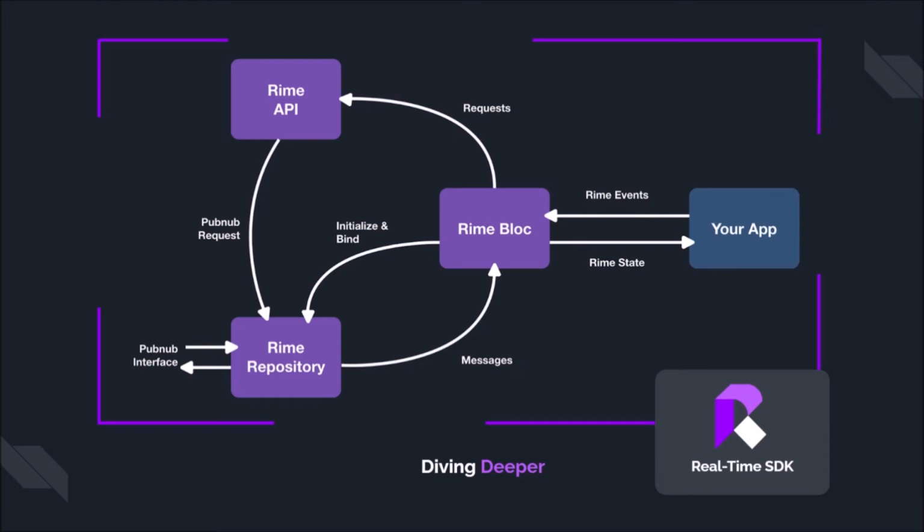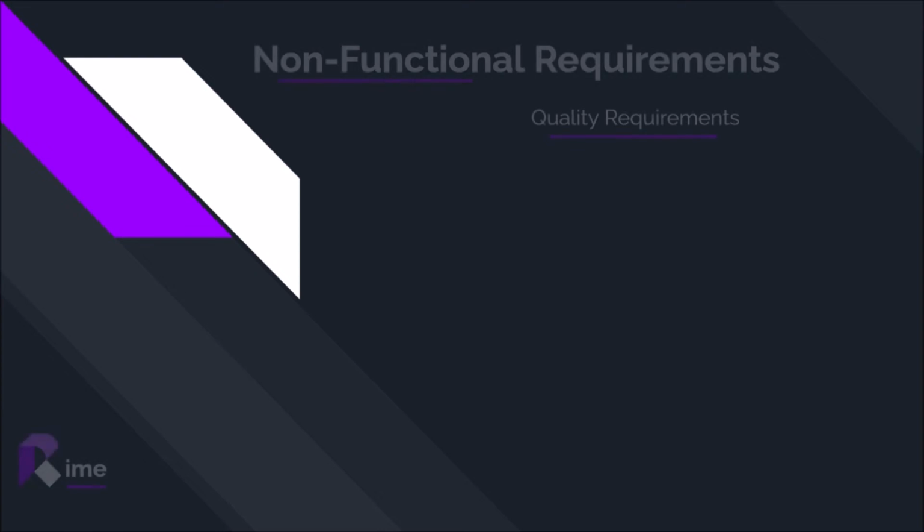Events and data propagate forwards and backwards through this tiered system. While this is the general usage of Rime, the developer can ignore the Rime block and directly interface with the Rime repository and the Rime API as well for providing native functionality. Rime provides developers with extensible usability within their application.